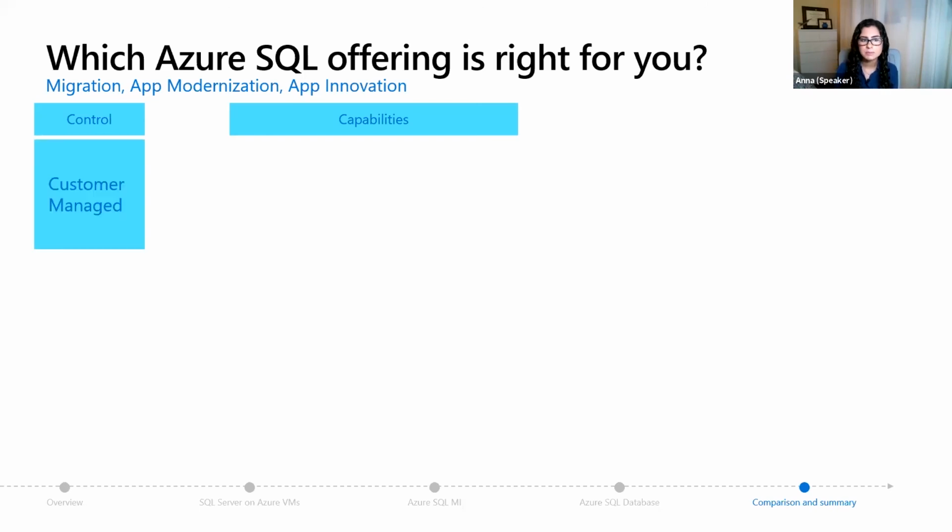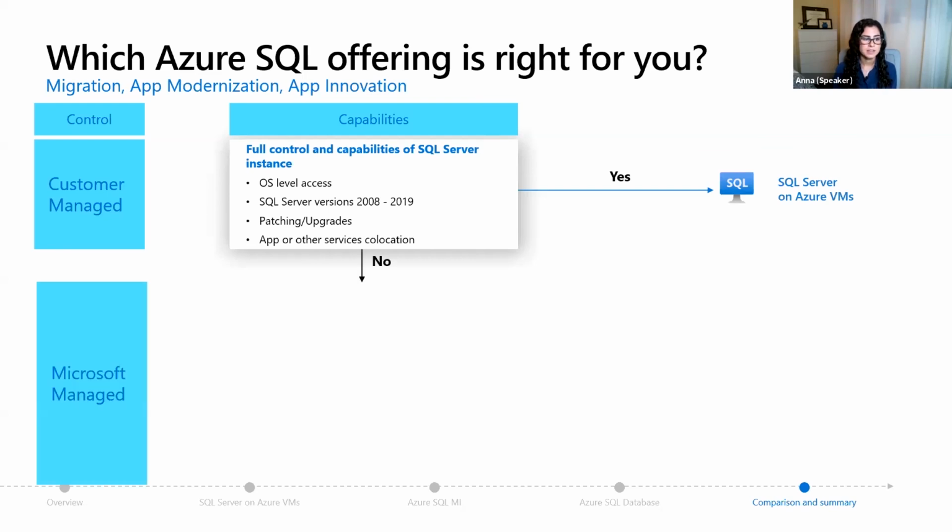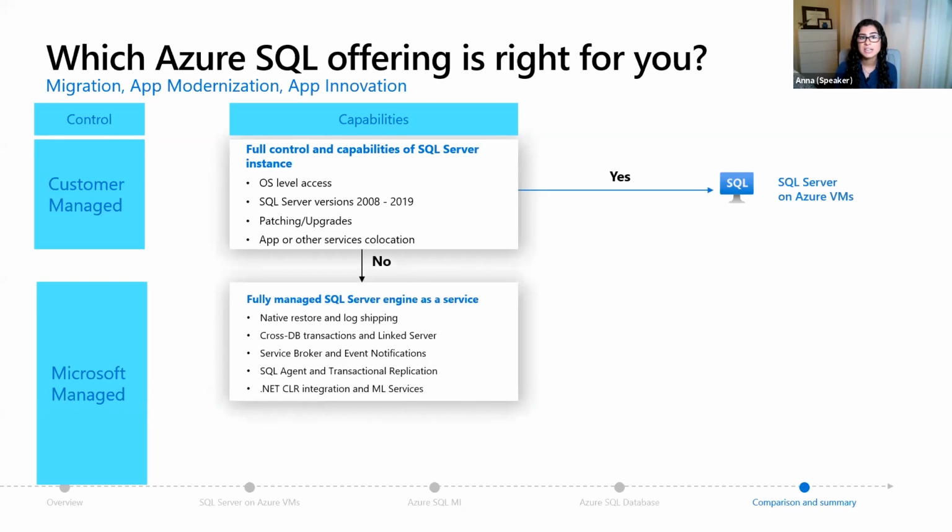So if we look at customer managed and full control, full capabilities of SQL Server and the OS, that lands you in SQL Server on an Azure Virtual Machine. Now, if we talk about the Microsoft managed side, do you need instance scope features? I talked about some of these instance scope features. Then Azure SQL Managed Instance is going to be the easiest for you to move to.